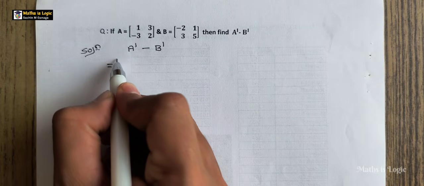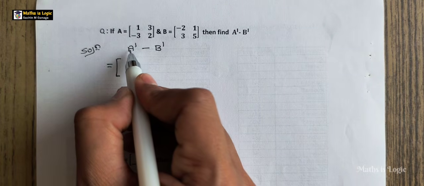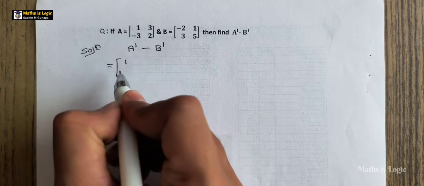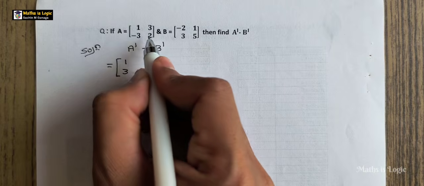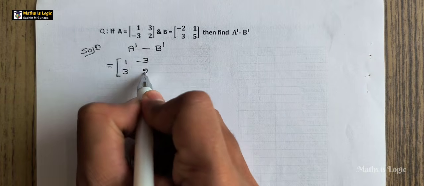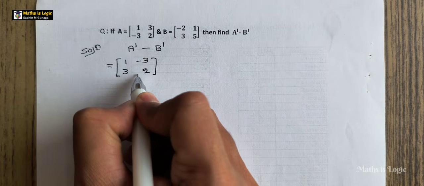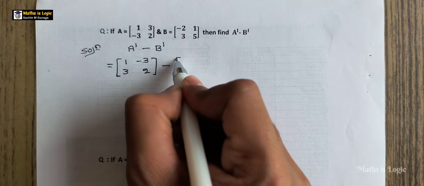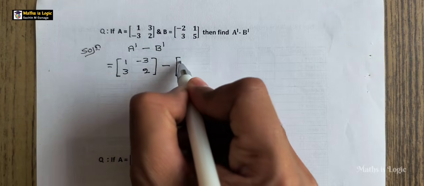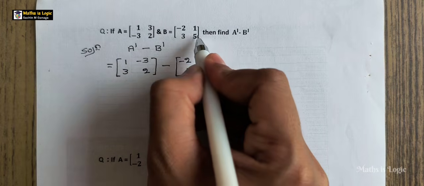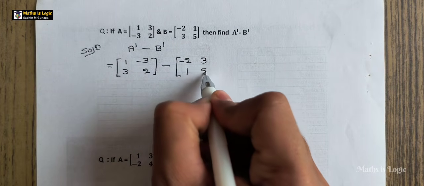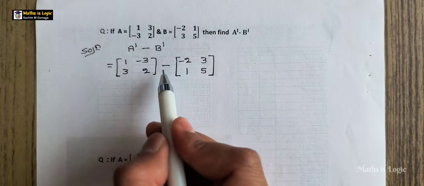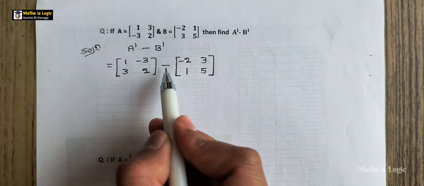In the first step, take the transpose of A, which means the first row you write as the first column, and the second row you write as the second column. So this is the transpose of A, minus, again take the transpose of B, that is, first row write it as the first column, second row write it as the second column. So this is the transpose of B. After taking the transpose, next do the subtraction.